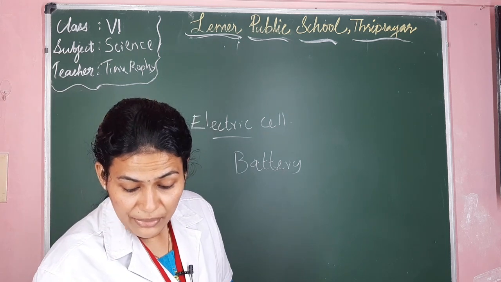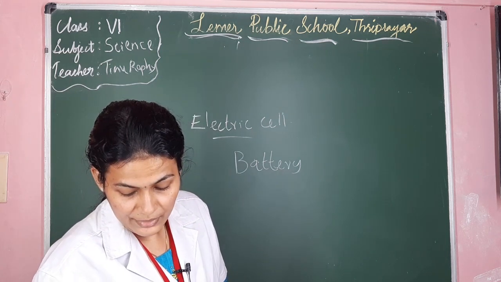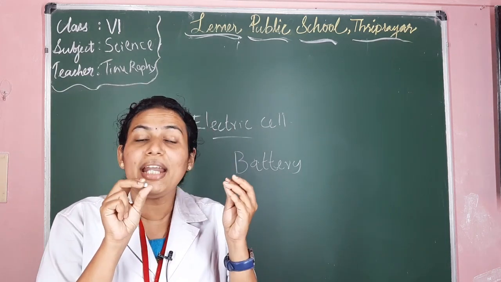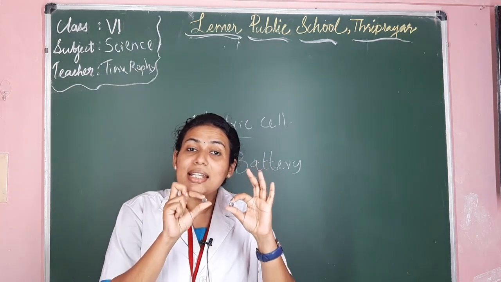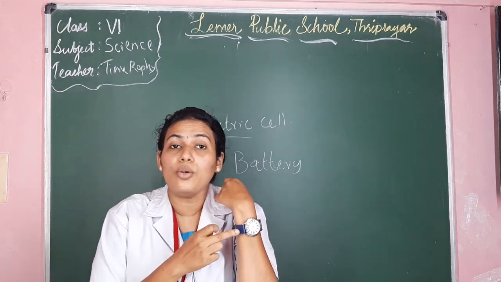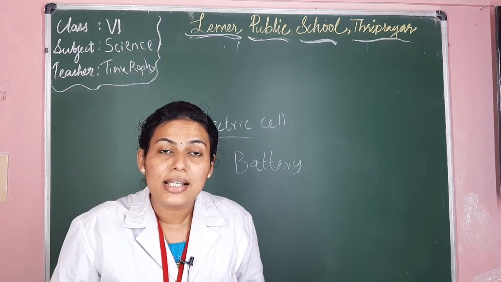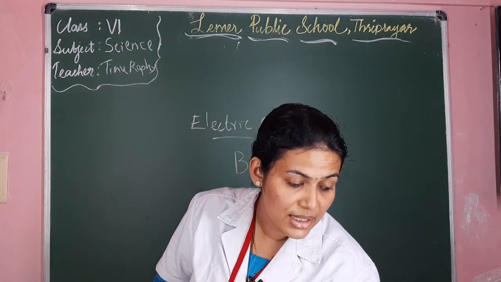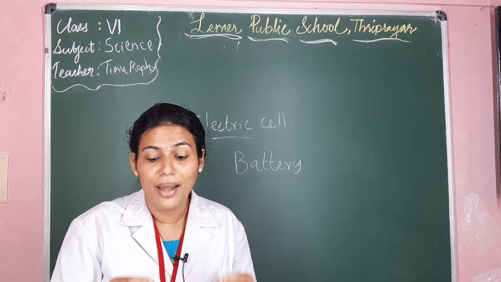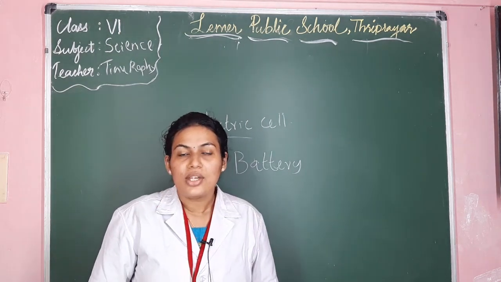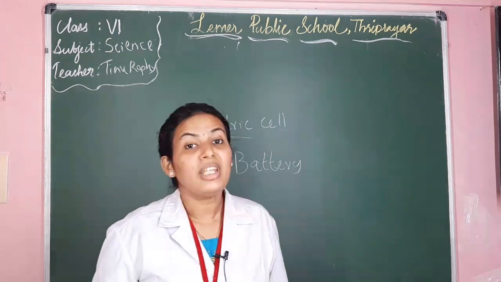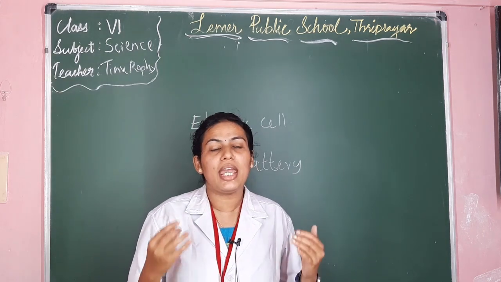Now, what is the use of these button-like small cells? They also provide energy, isn't it? These button cells are used inside watches, calculators, then certain toys like torch toys, etc. So these are the uses of the batteries in our daily life. They provide energy to the equipment.